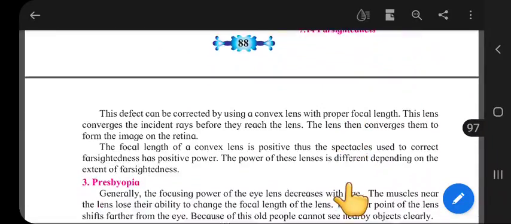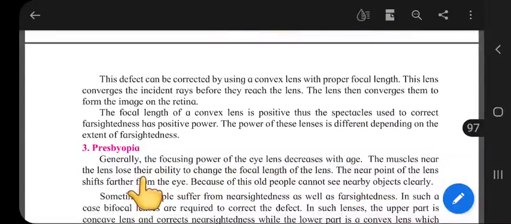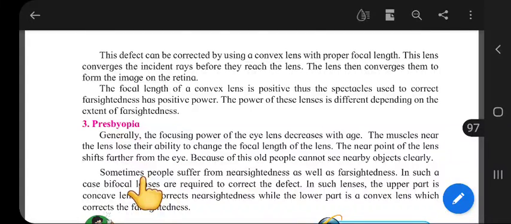And the next defect is presbyopia. Generally, the focusing power of the eye lens decreases with age. Sometimes people suffer from nearsightedness as well as farsightedness. In such a case, bifocal lenses are required to correct this defect.